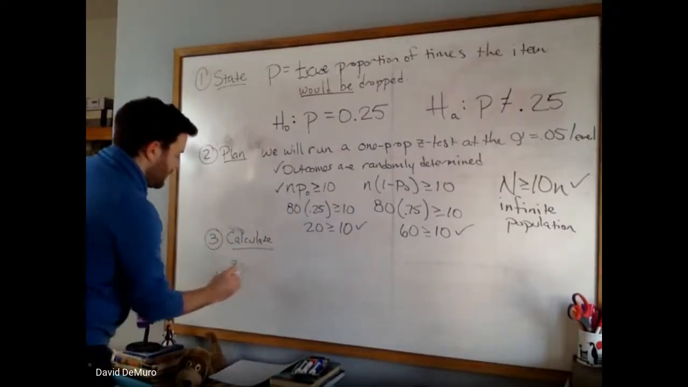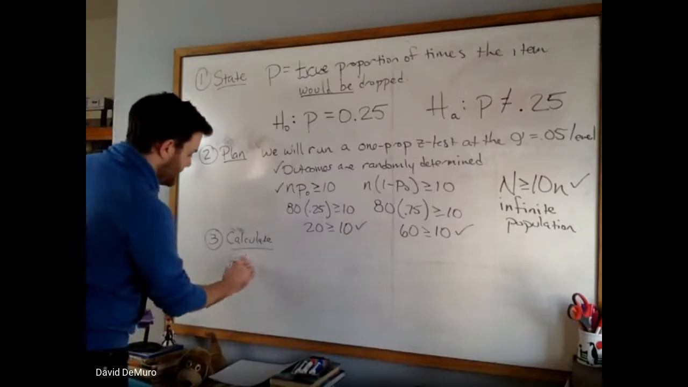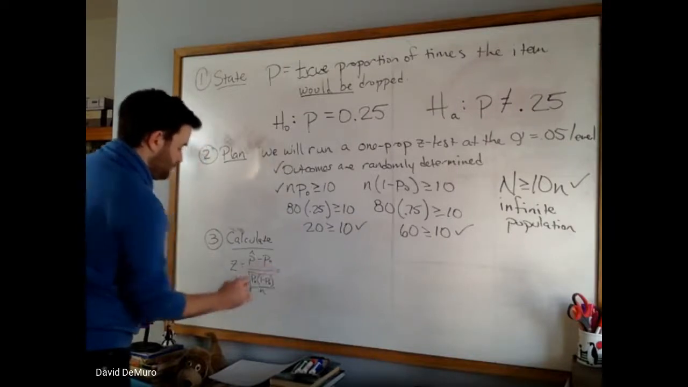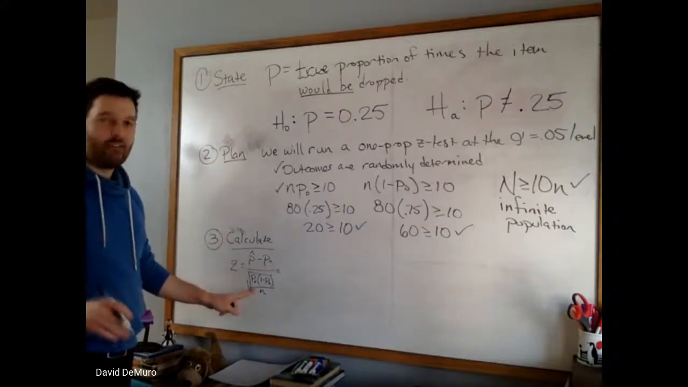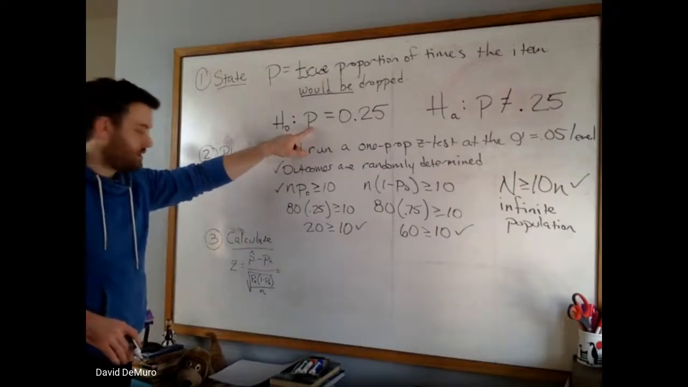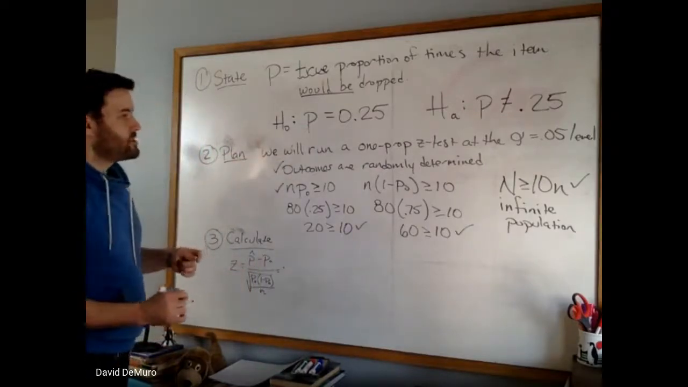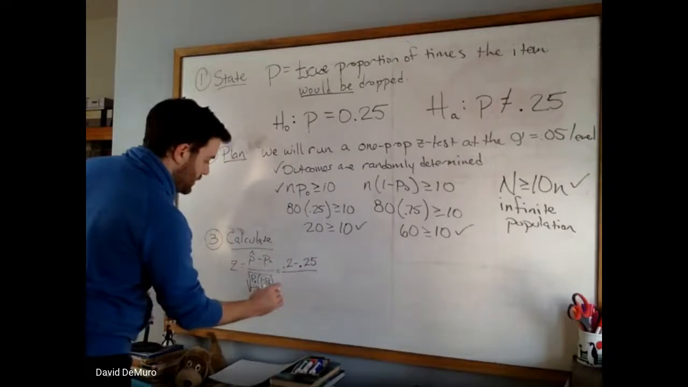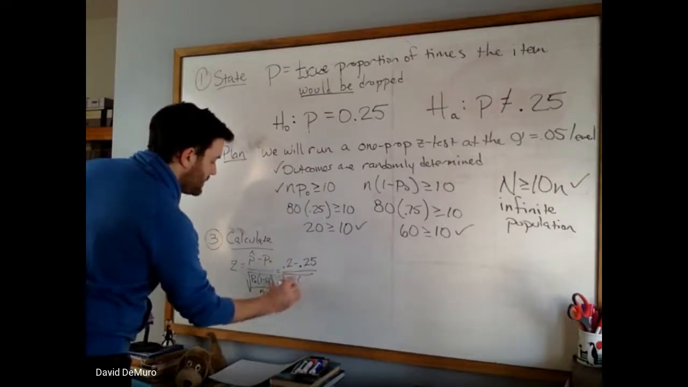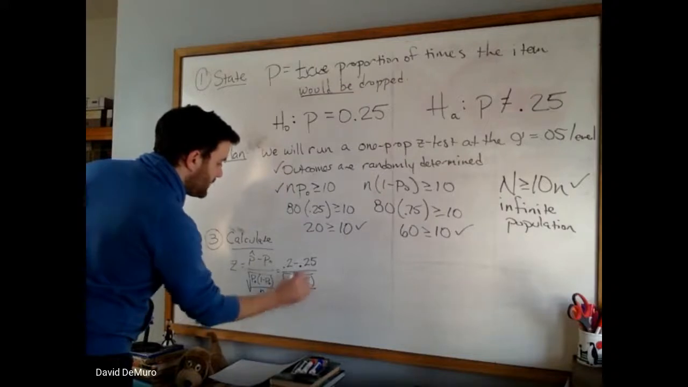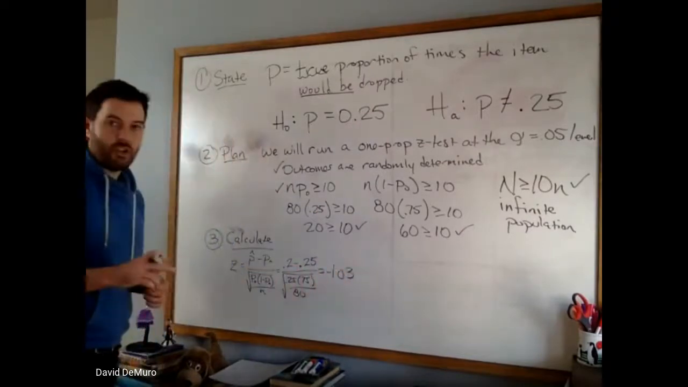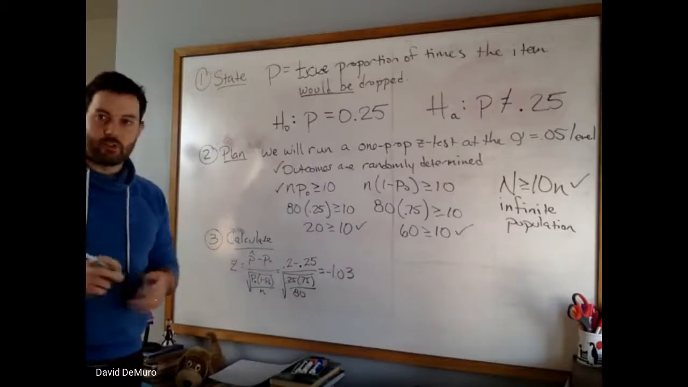Our formula for the test statistic in a z-test is z equals p hat minus p0 over the square root of p0 times 1 minus p0 over n. Remember, we're using p0 and not p hat because we're assuming that we know the true parameter is 0.25. P hat in this case was 16 out of 80, that's 0.2, minus p0, 0.25, over the square root of 0.25 times 0.75 over 80. And so we end up with a z-score of negative 1.03 if you run that through on a calculator. So there's your test statistic.